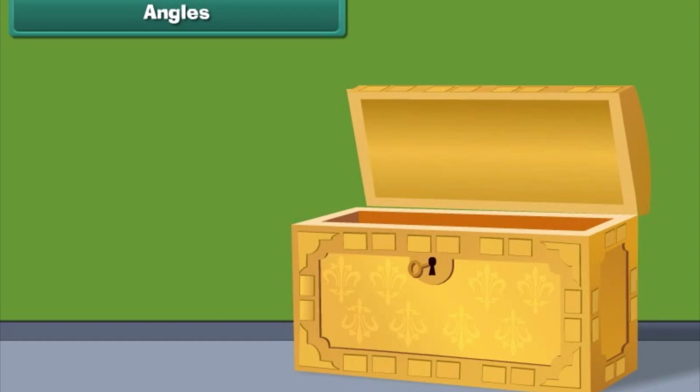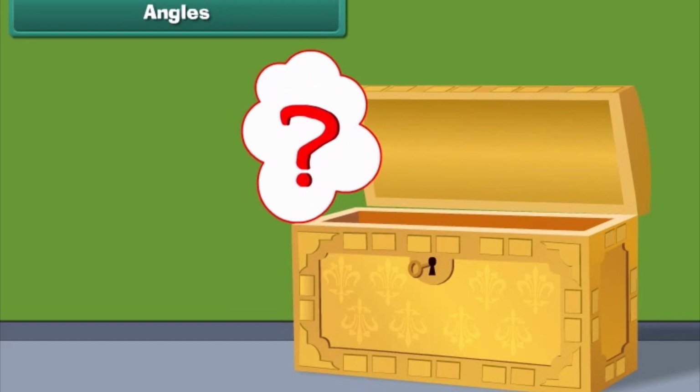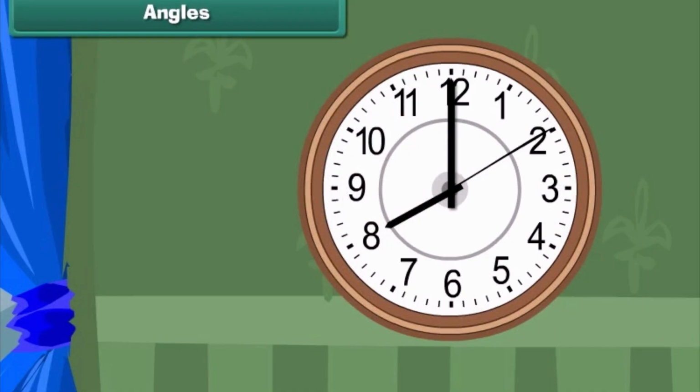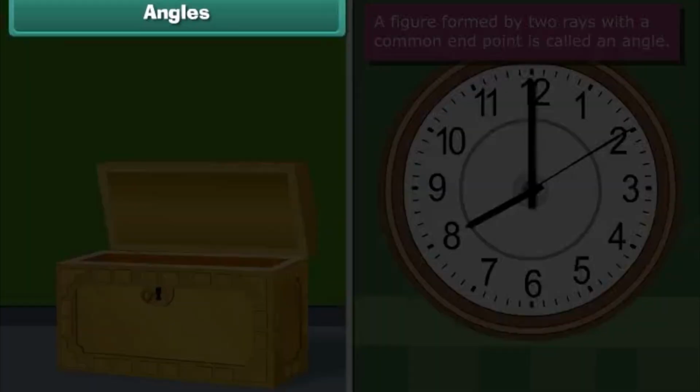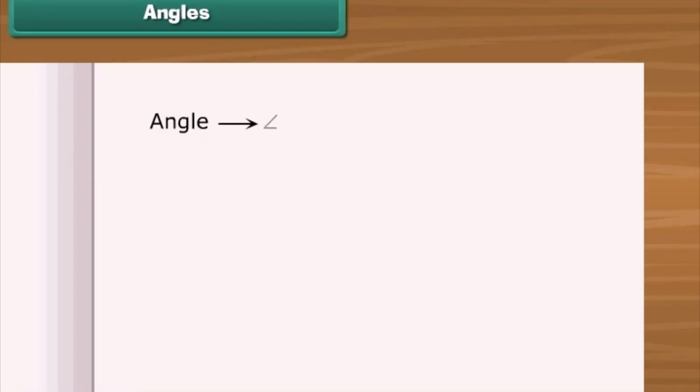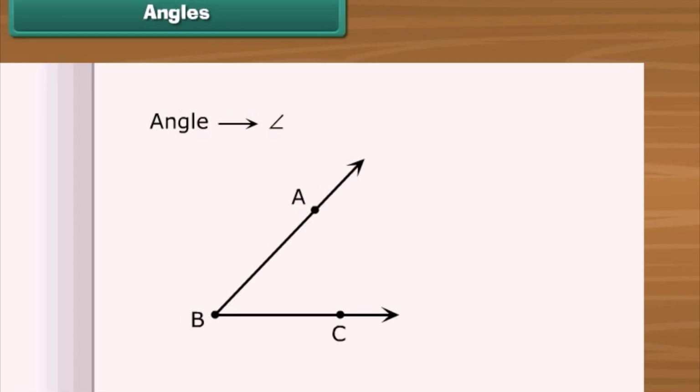Look at this box. What figure it makes? It forms an angle. Similarly, the minute hand and the hour hand in the clock form angles. A figure formed by two rays with a common endpoint is called an angle. An angle is represented by the given symbol. This is an angle ABC. It is represented as angle ABC. Here, B is a vertex. A is a point on one ray, while C is a point on another ray.